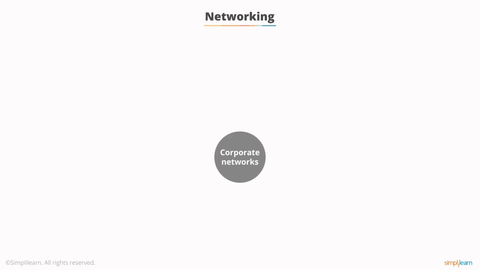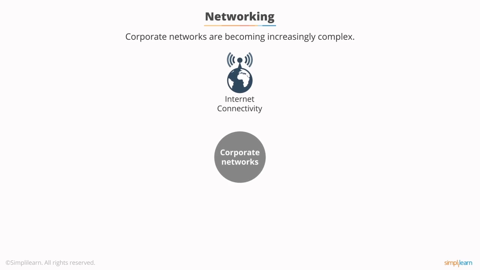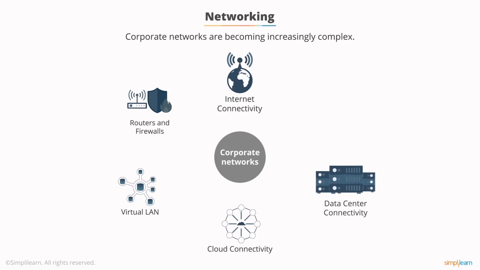Corporate networks are very important, and they're getting increasingly complex. We need to address issues such as internet connectivity. We need to think about the addressing of various machines and firewalls. We need to have virtual local area networks across sites. We need to connect to the cloud. How about the data centers? Where are the data centers and how do we connect to them?